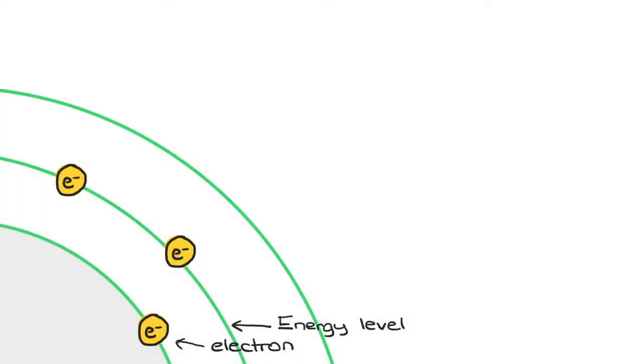When atoms or compounds are given energy in the form of heat, for example, the electrons get excited and jump from one energy level to another. That is, they obtain more energy and momentarily move to a higher energy level. This is known as the excited state. But as this is only temporary, the electrons will naturally return to their original level. This is known as the ground state.